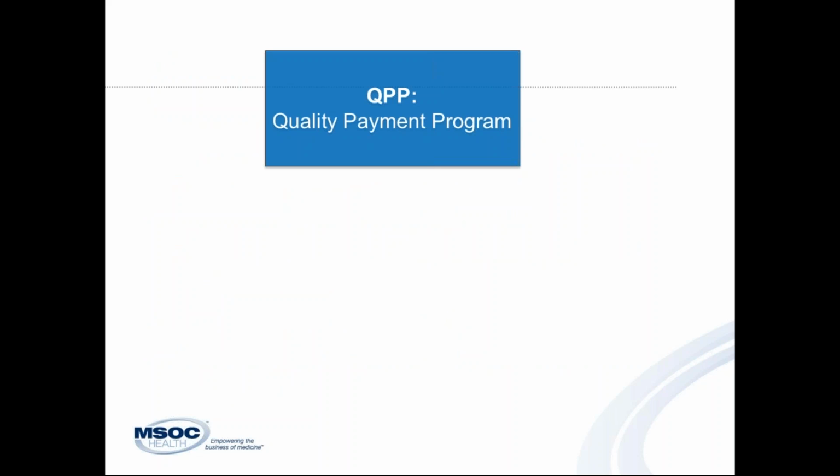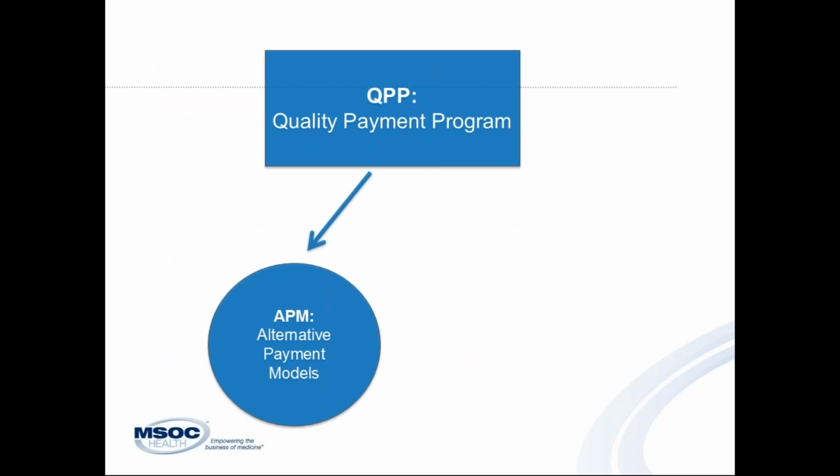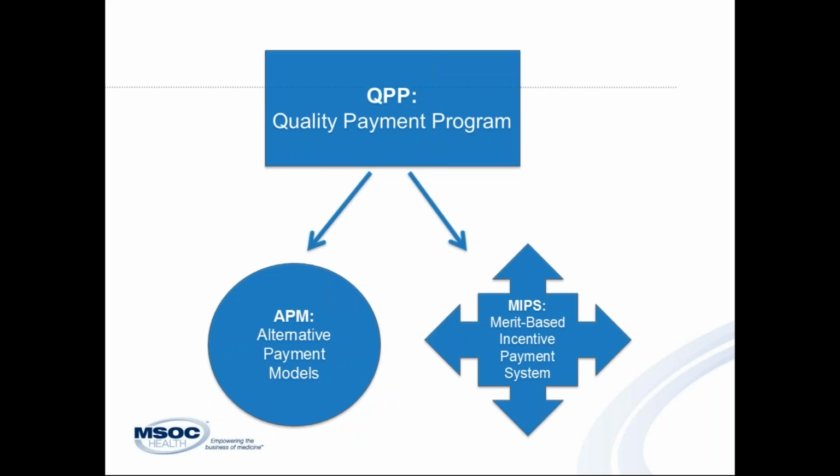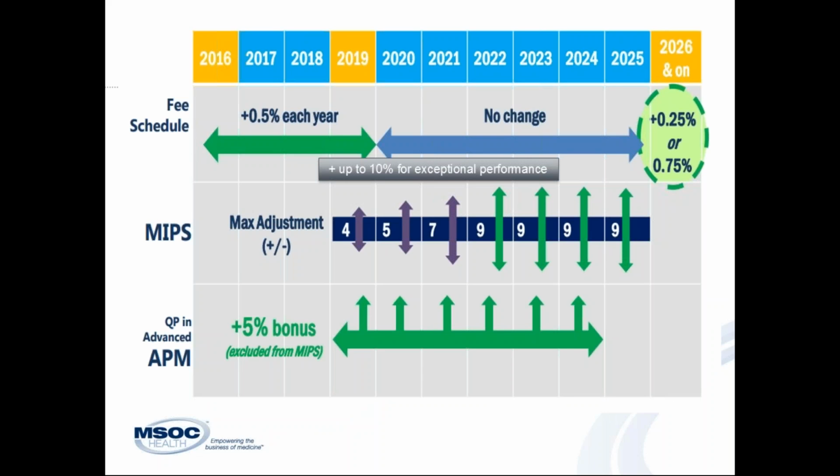So what CMS envisions in their proposed rules is something called the Quality Payment Program, which by law has 2 arms. The 2 arms are the Alternative Payment Model Pathway and the Merit-Based Incentive Payment System Pathway. So every physician and every group is able to choose which pathway they want to follow. There are some very significant differences between the two, and we're going to cover both of them this morning.